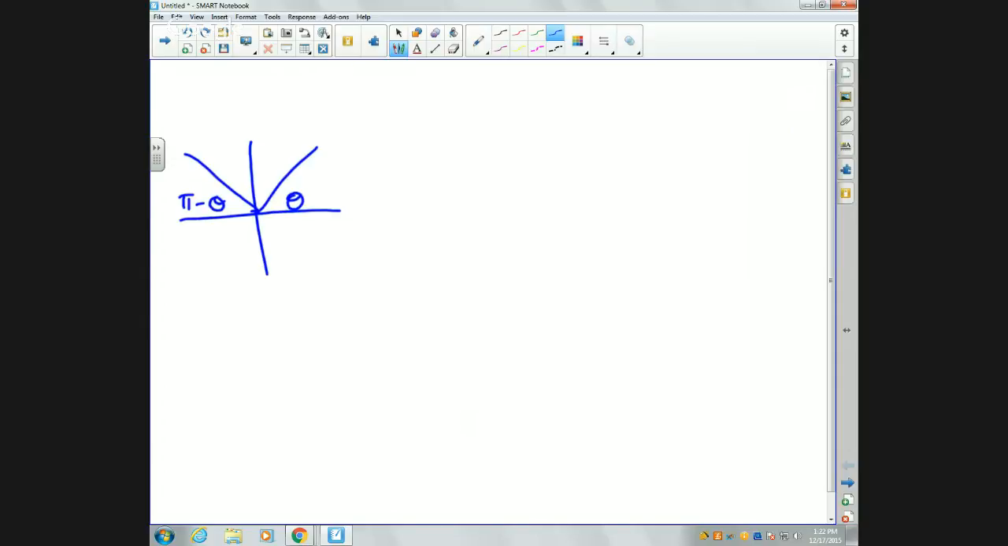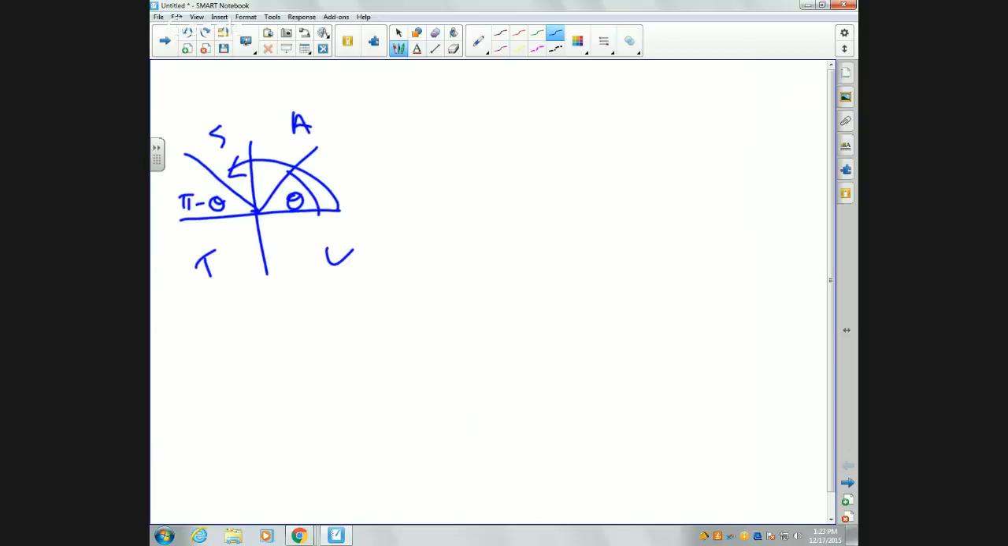So the sine of this angle here and the sine of this angle here are the same because of the CAST rule. Sine is positive in both quadrants. So it's not true that sine of pi minus theta equals the negative sine of theta. It just equals sine theta.